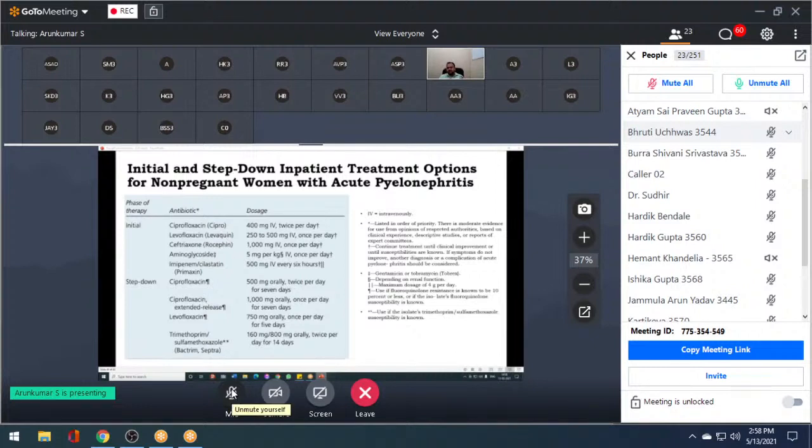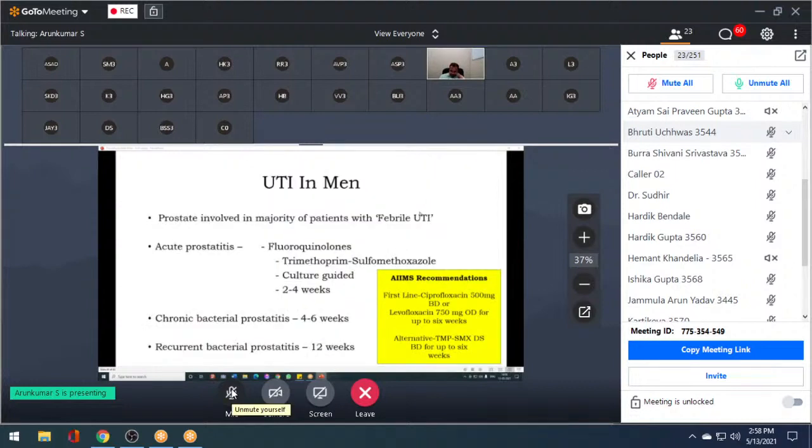Or else, if they are sufficient, you can shift to an oral regimen for another 7 days. This is the general guideline for an admitted patient with pyelonephritis. This is for female patients. Regarding male patients, almost all male UTIs are complicated UTIs, and they usually present with fever and other manifestations.